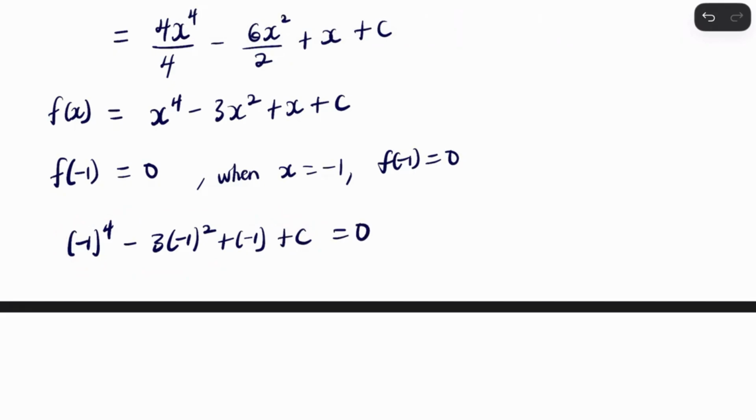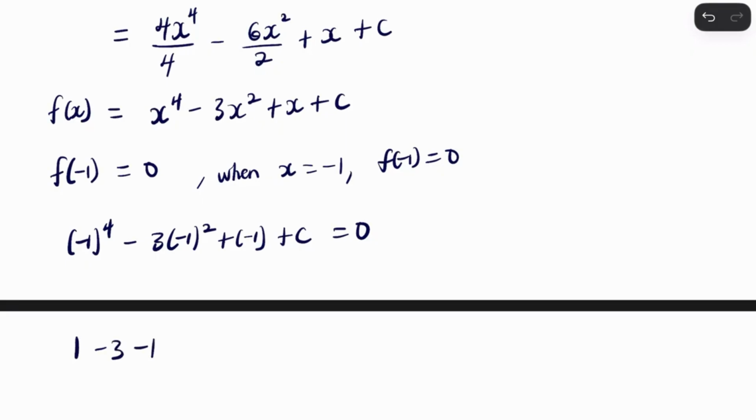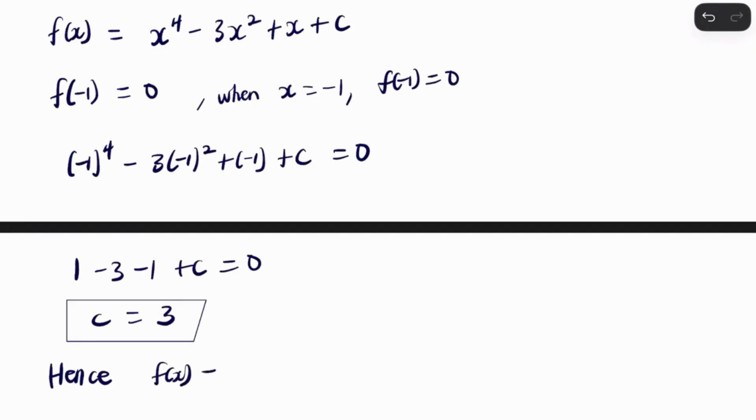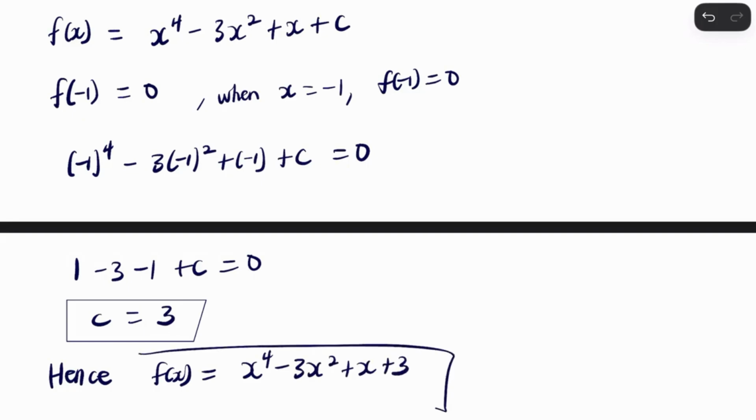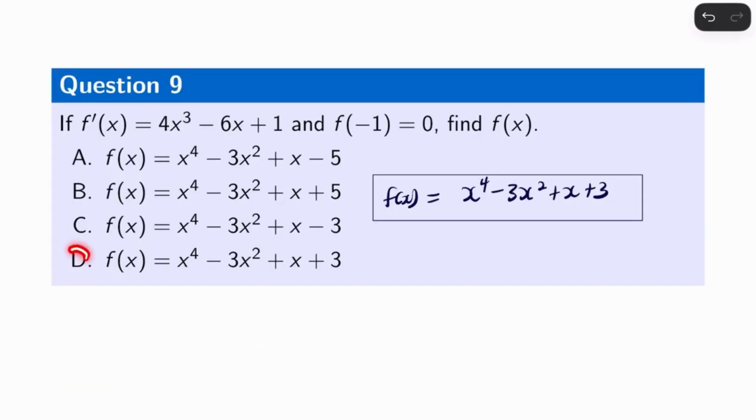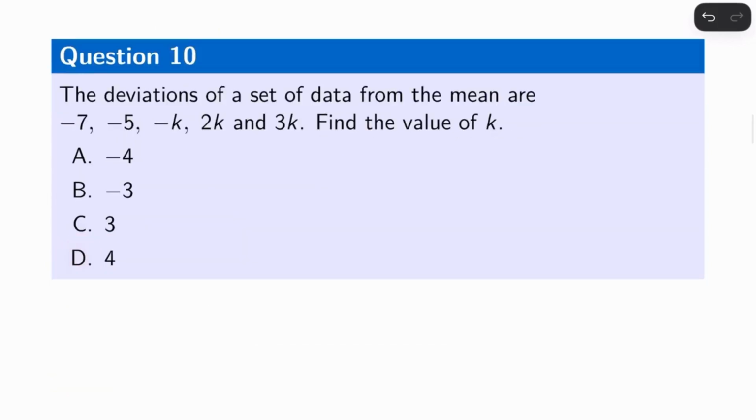So minus 1 exponent 4 is 1, minus 1 squared is 1, so that will be minus 3, then minus 1 plus c is equal to 0. Thus c is equal to 3. So we have the value of c to be equal to 3. So we hence have f of x is equal to x^4 minus 3x squared plus x plus c, but c is now equal to 3. And so this is f of x. Thus the correct option is option D. Question number 10.